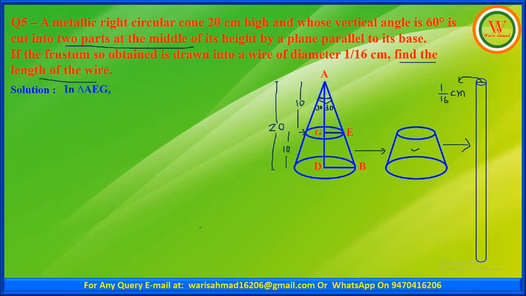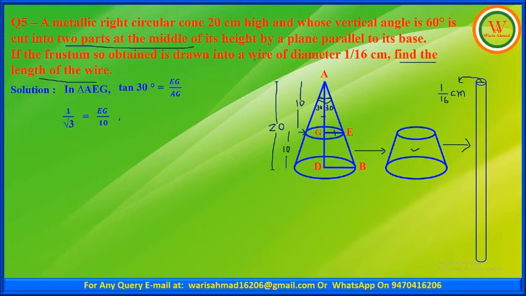In this triangle, if we apply tan 30 degree, tan 30 degree will be equal to EG upon AG, because EG is the perpendicular and AG is the base. As we know, tan theta is always equal to perpendicular upon base. Now tan 30 is equal to 1 upon root 3, and EG will be as it is.